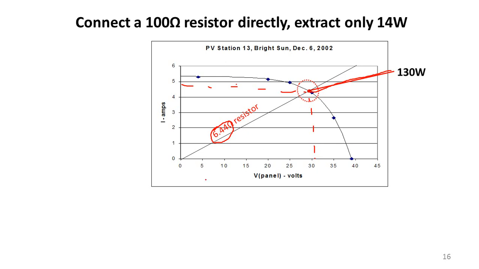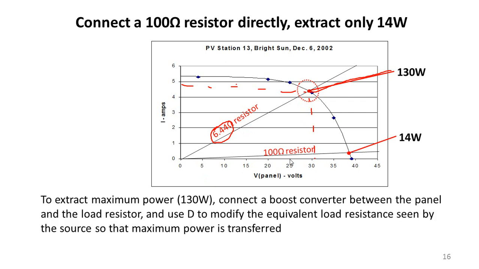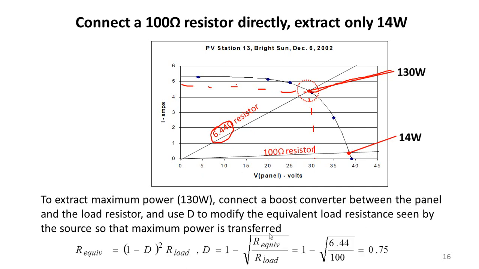And to make it at this point, maybe this 14 volts, at this point your resistance is going to be 100 ohm. Similarly, to extract 130 watts, connect a boost converter between the PV and a resistor. I mean, how to design this boost converter for this particular maximum operating point? That is the deal. Let us see how to do it.